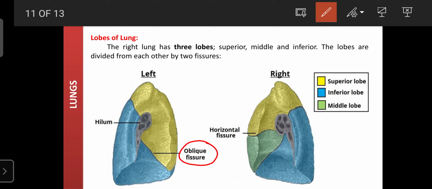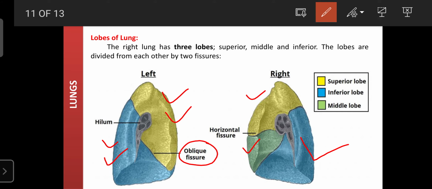They divide the left lung into two parts, the superior lobe as well as the inferior lobe. So the right lung has three lobes: the superior, the middle lobe, and the inferior lobe. Those are divided into lobes by a horizontal fissure. But the left lung is categorized into only two lobes, the superior lobe and the inferior lobe. Those lobes are formed or divided by an oblique fissure.